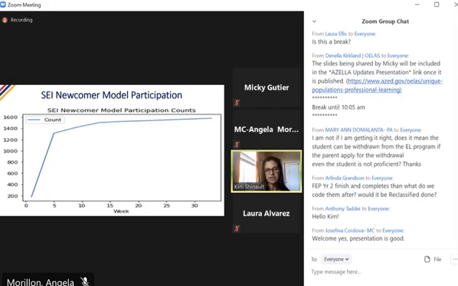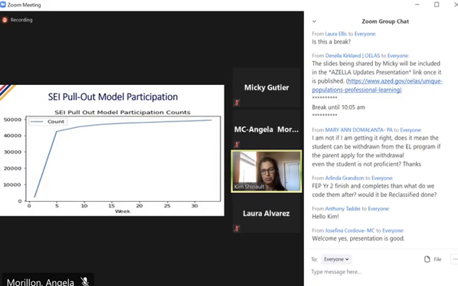Here we see the SEI newcomer model. And so this is a new model in 2021, so I don't have comparison data from other years, but I just wanted you to see, even though this is a lesser used model than some of the others, we have, like I said, about 2% of students participating in this model. So that count is just under 1,600 students who have participated in this model at some point throughout the year.